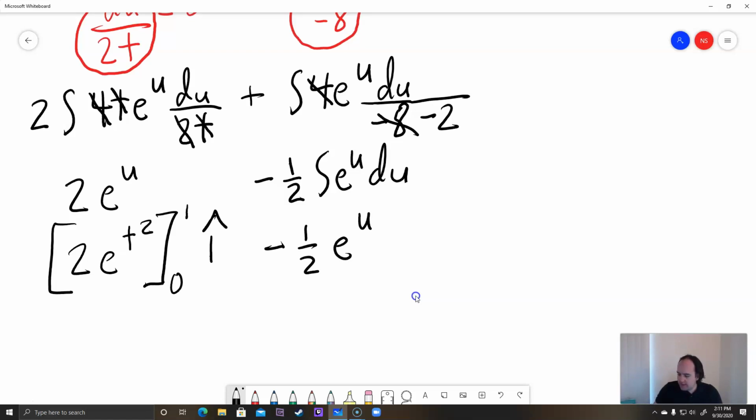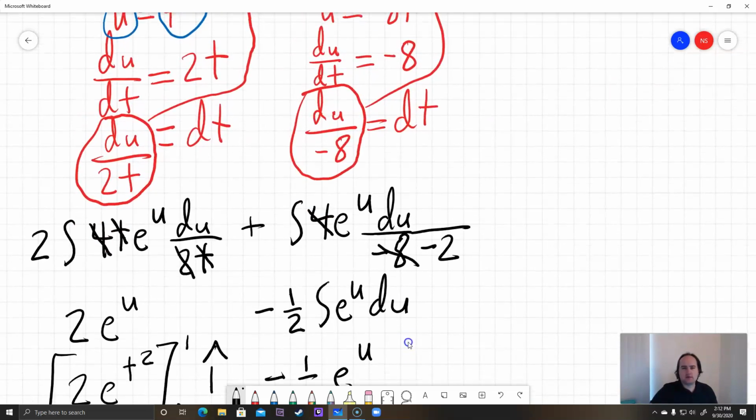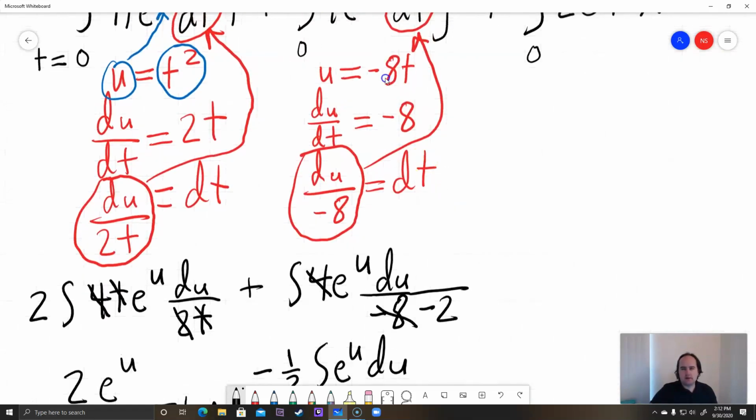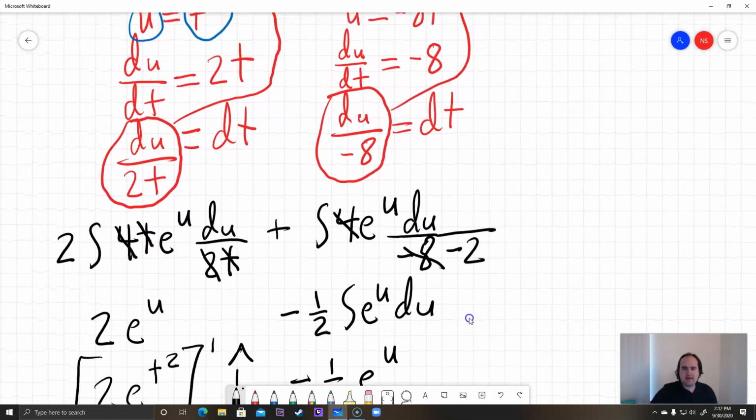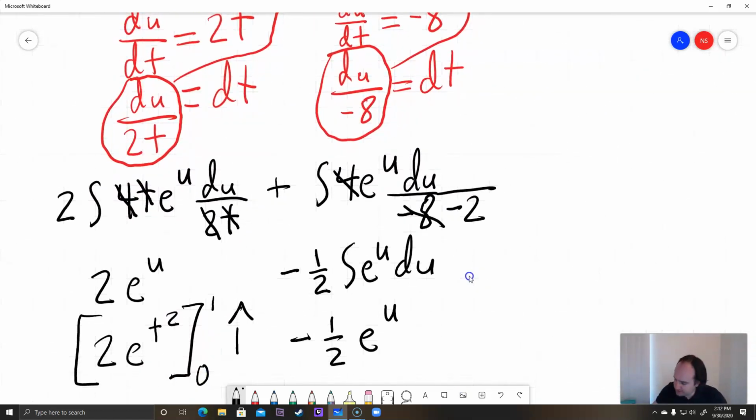All right, and then we're going to have to plug back in the u that we started with. So the u that we started with here was actually negative 8t. So instead of writing e to the u, I'm going to write e to the negative 8t. Okay. So plugging in e to the negative 8t. And then this one's also going to be evaluated from 0 to 1, t equals 0 to 1. And this is our second component, so this is times our vector j.